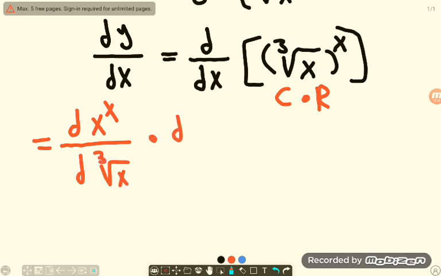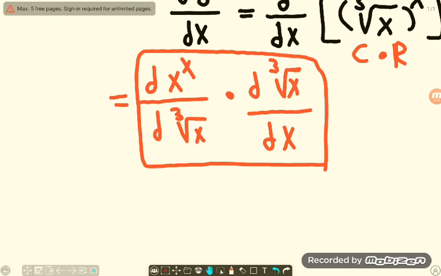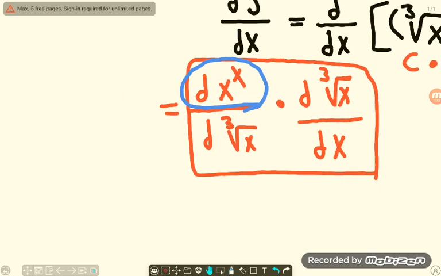Multiplied by the derivative of the inner function, which is the cubic root of x, all of that, obviously with respect to x. So this is basically our answer. If we get this and we evaluate at x equals 1, we can finish the video. So let us get each derivative so we don't get confused. So let's start with this guy: the derivative of x to the x. Alright, so let's get that real quick.